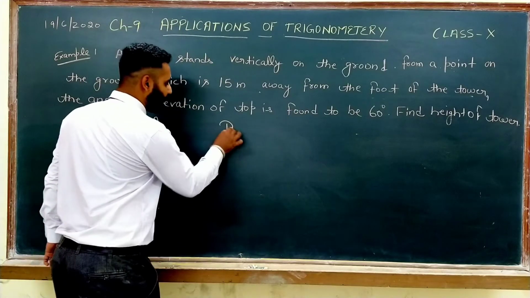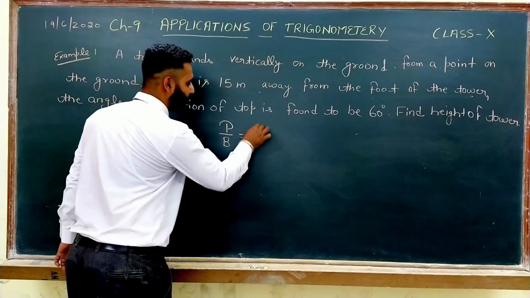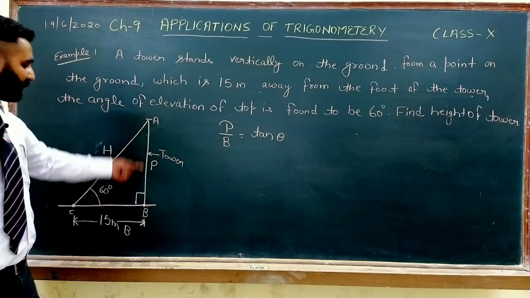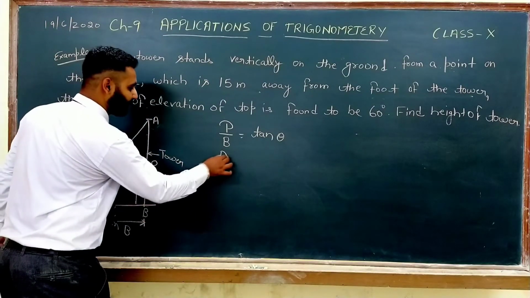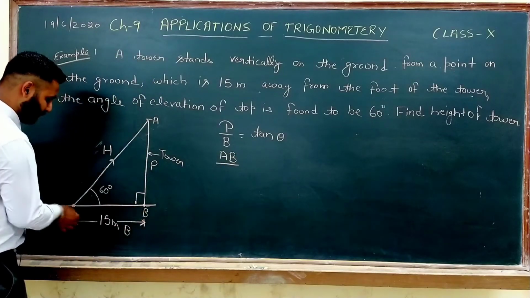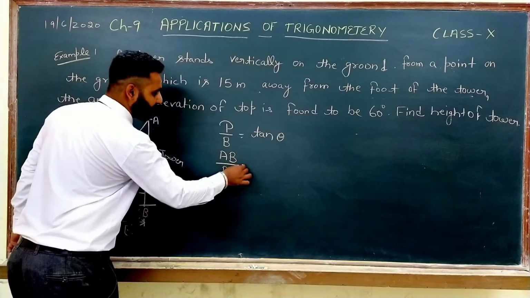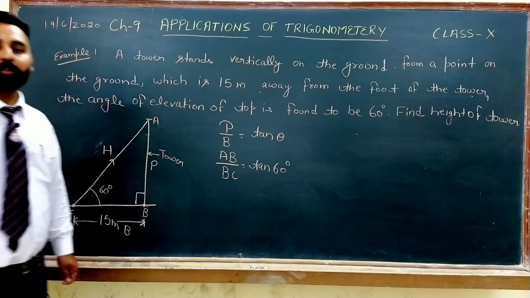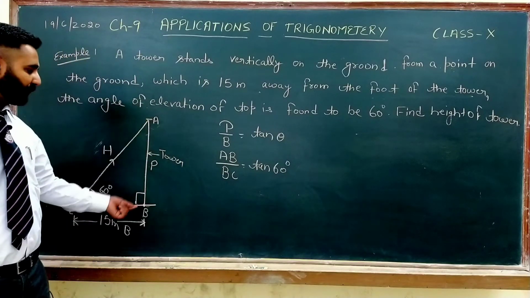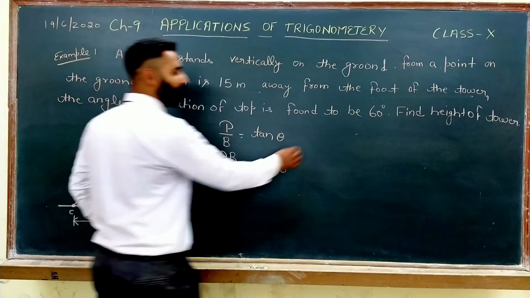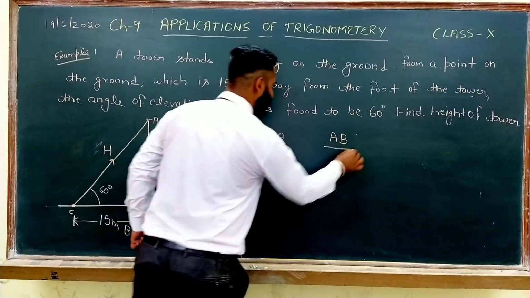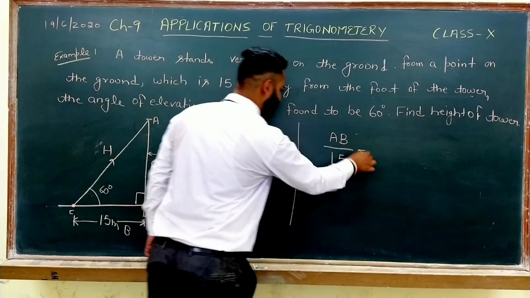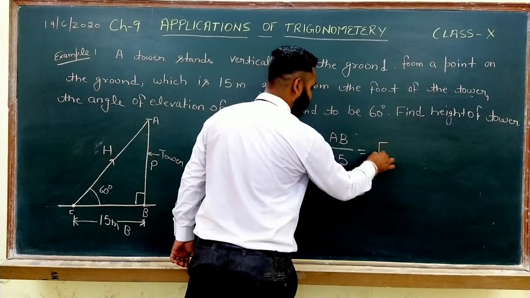So P upon B, the T ratio is tan theta. Fine. Now what is P here? AB. What is base here? BC. And the value of theta is 60 degree. Now substitute the values. AB we don't know, so you can take it X or write AB only. BC is 15 meter. And tan 60, we all know, is under root 3.